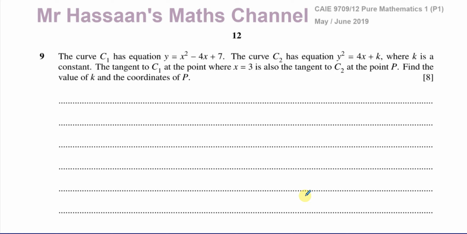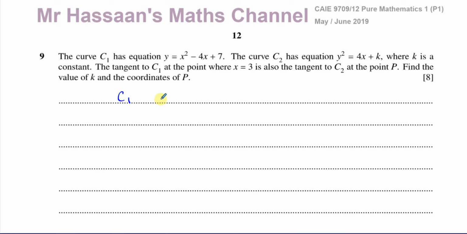This question here is about, I guess, differentiation, a bit of quadratics, a bit of a mixture actually. It says the curve C1 has equation y equals x squared minus 4x plus 7. Another curve C2 has equation y squared equals 4x plus k.